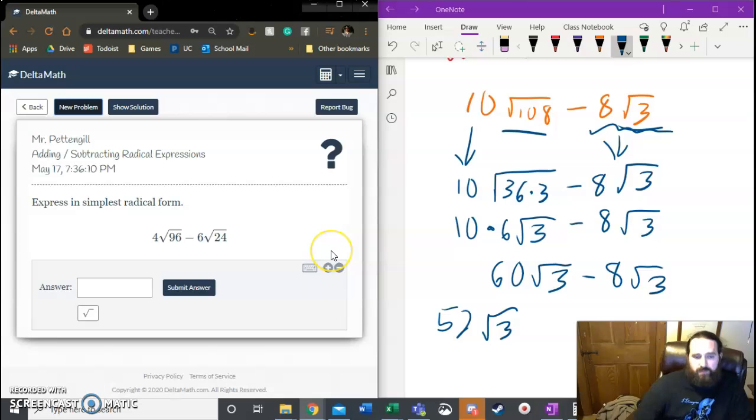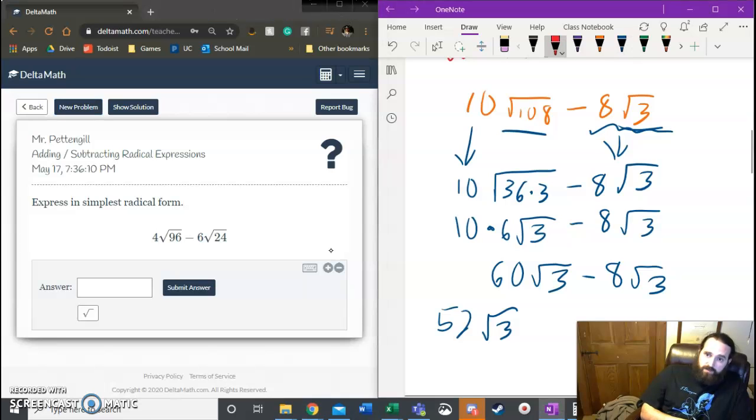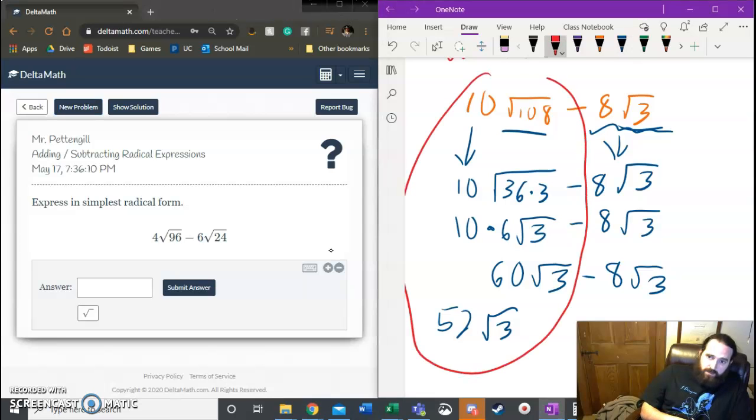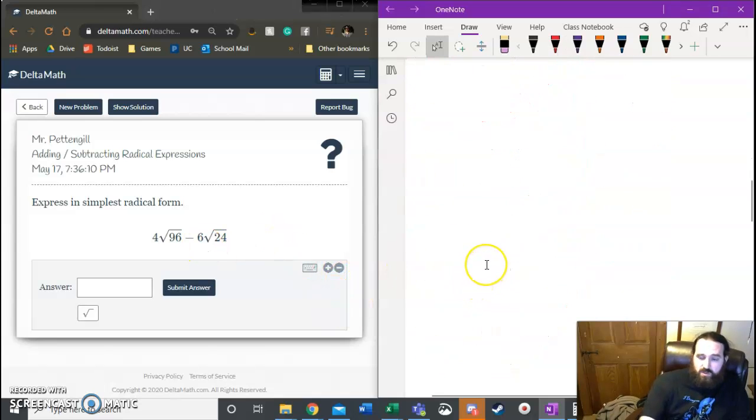It's the same thing every time. Now, this first one, I only had to simplify one of the radicals. I simplified what was on this side. To those of you that are looking at this new problem, well, 96 and 24. Neither of these are perfect squares, or they could be simplified as well.